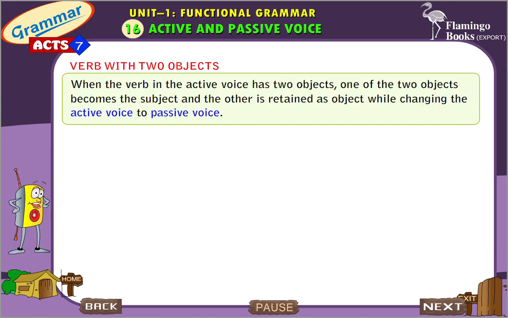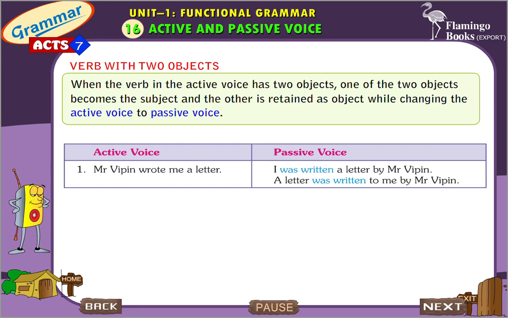Verb with two objects. When the verb in the active voice has two objects, one of the two objects becomes the subject and the other is retained as object while changing the active voice to passive voice. Active voice, passive voice. Mr. Vipin wrote me a letter. I was written a letter by Mr. Vipin. A letter was written to me by Mr. Vipin.